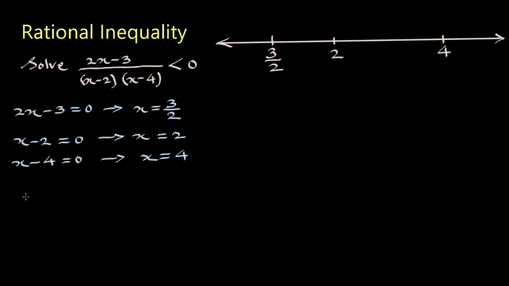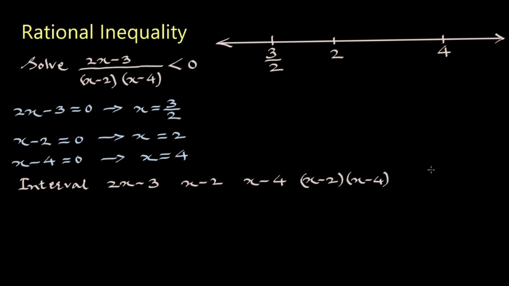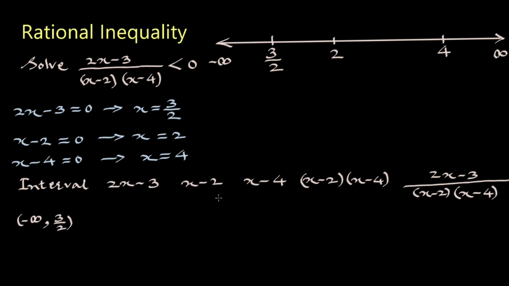Let us prepare a chart for various intervals, then terms in numerator and denominator: 2x minus 3, x minus 2, x minus 4, the product of (x minus 2) into (x minus 4), and finally the rational function (2x minus 3) upon (x minus 2) into (x minus 4). First interval, from minus infinity to 3 upon 2. If 2x minus 3, x minus 2 and x minus 4 are all negative, then the product of x minus 2 and x minus 4 will be positive, and this negative upon positive will give the value of the rational function negative.